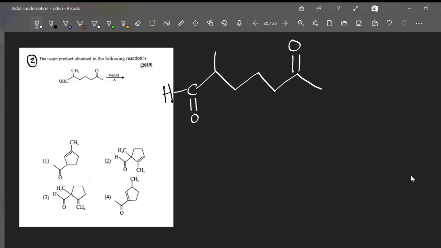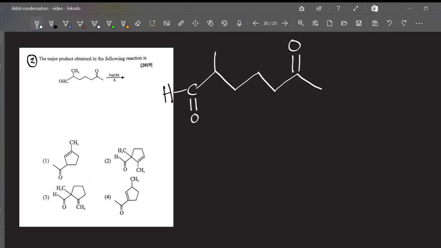Either we will get an enolate ion here, and that will go and attack this electrophilic carbon, or we will get an enolate ion here, and that will go and attack this particular carbonyl carbon. Which is more favorable? That we need to understand here.